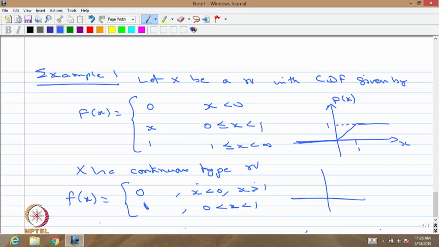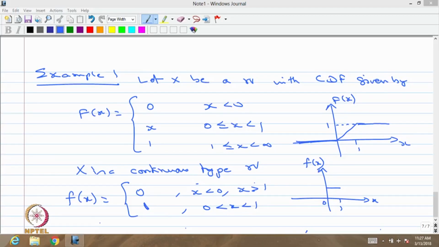You can draw a rough diagram of the probability density function, small f of x. The capital F of x is the CDF, small f of x is the PDF. So, in short, it is a PDF. The value between 0 and 1 has height 1, otherwise it is 0. So, a horizontal line from 0 to 1 with height 1, that is the probability density function of this continuous type random variable. I will go for one more example.